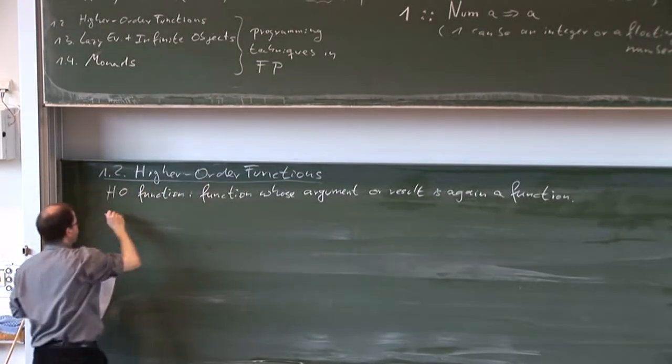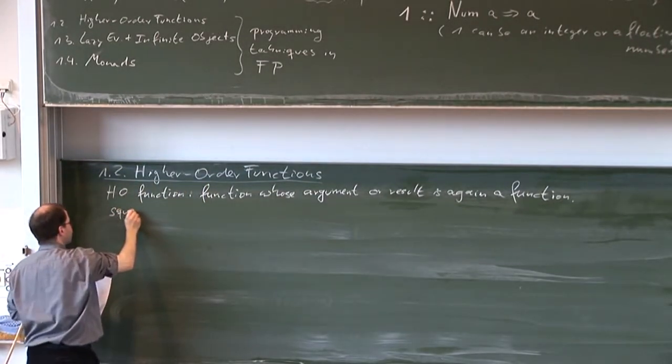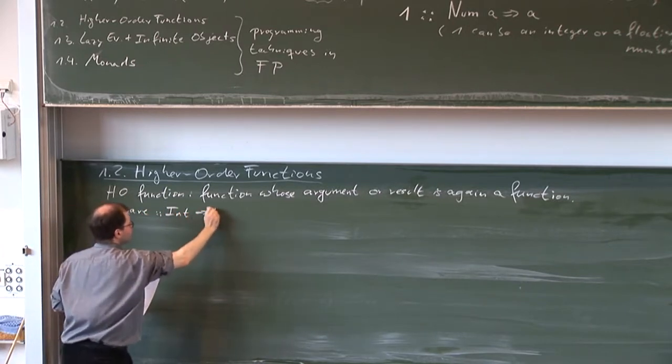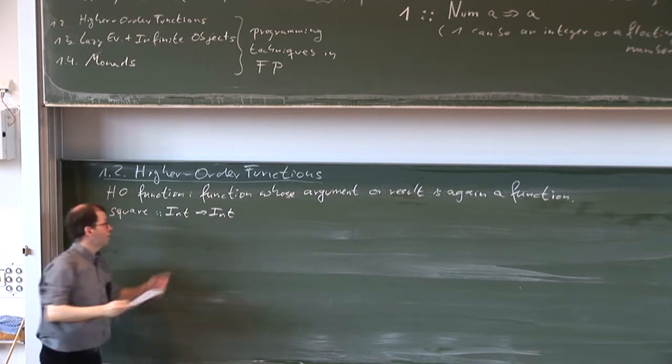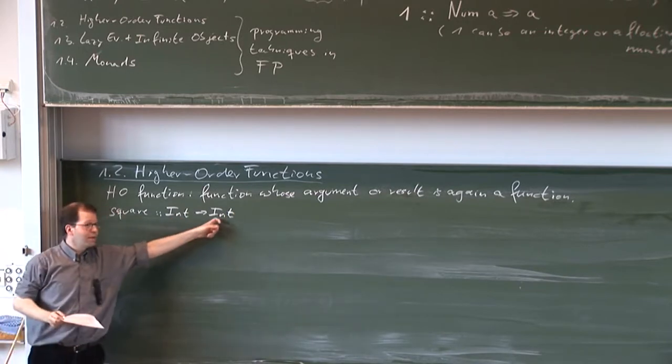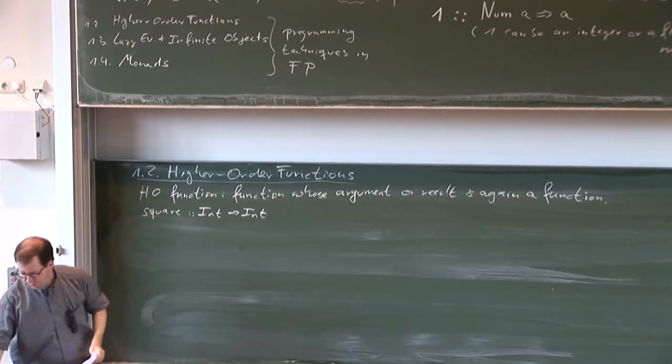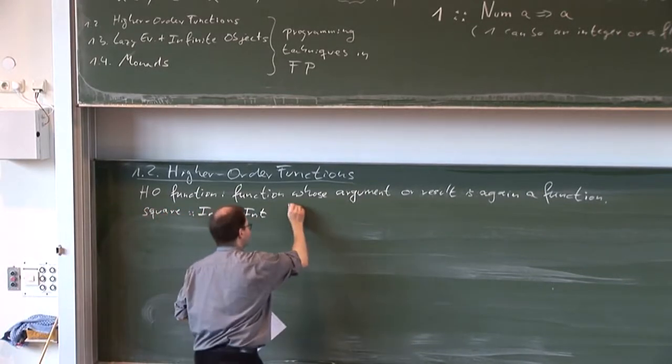So for example, if you have a function like square, which goes from int to int, you can see the argument is of type int, the result is also of type int, so this is not a higher order function. This is called a first order function.